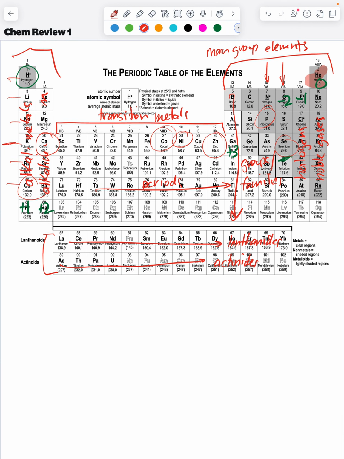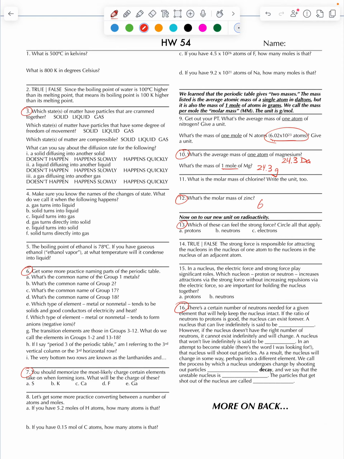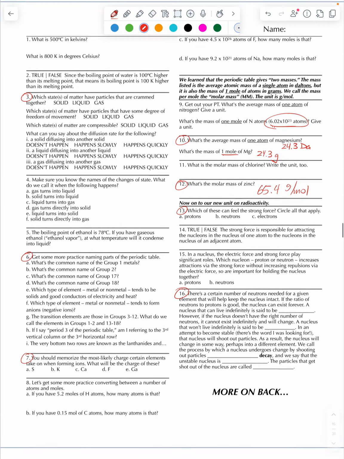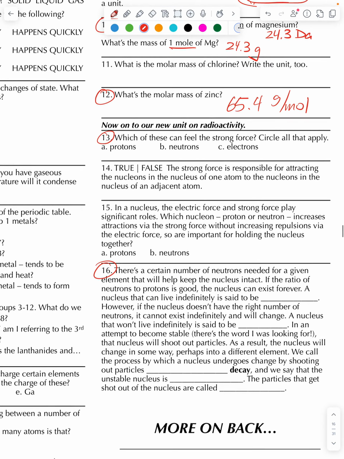Now I've got to find out where I left off. I think it's this next one here. Yeah, it was. So I'd say it's 65.4 grams per mole. Okay. I probably won't ask 13, but yeah, which can feel the strong force?